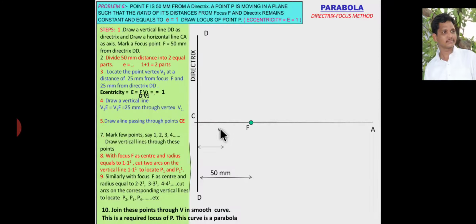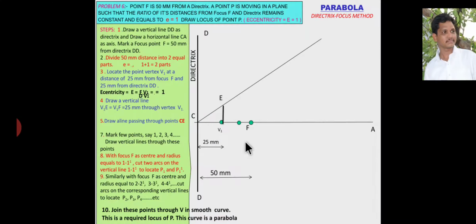So divide this CF line into 2 equal parts, and that part is named as V1. V1 is the vertex. Now draw a vertical line V1E equal to V1F. So the length of V1E equals V1F, that is 25 mm. Then draw a line passing through points C and E.